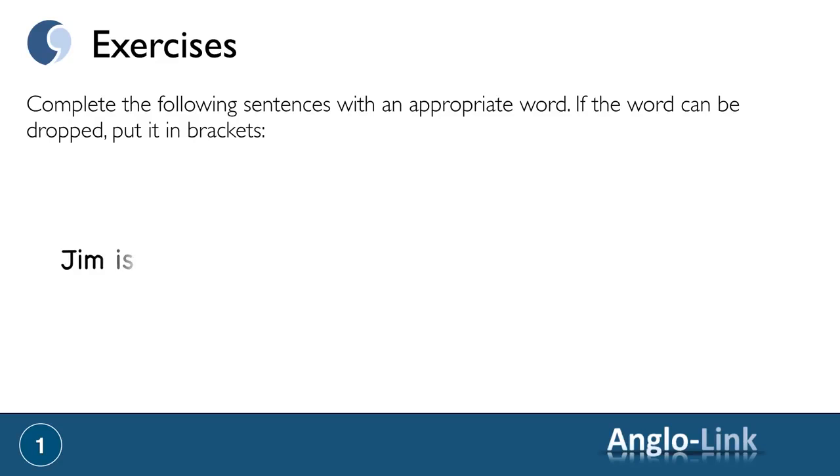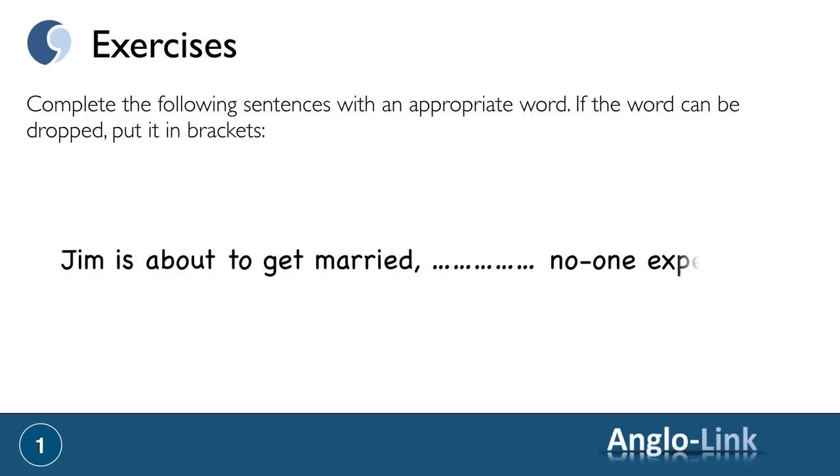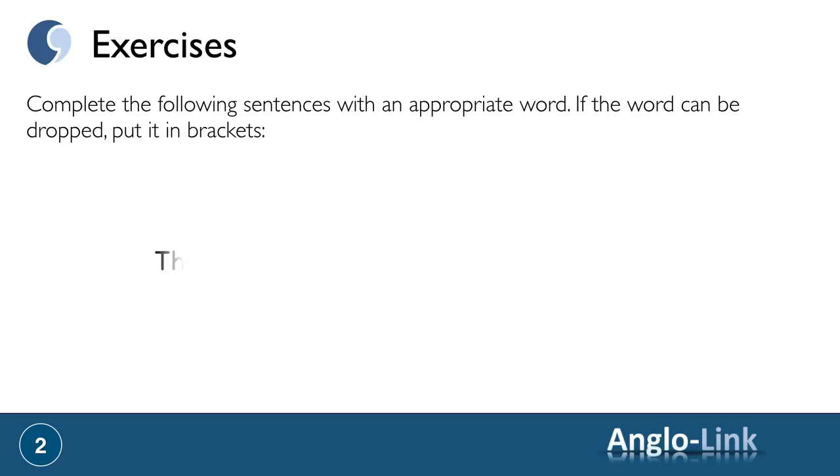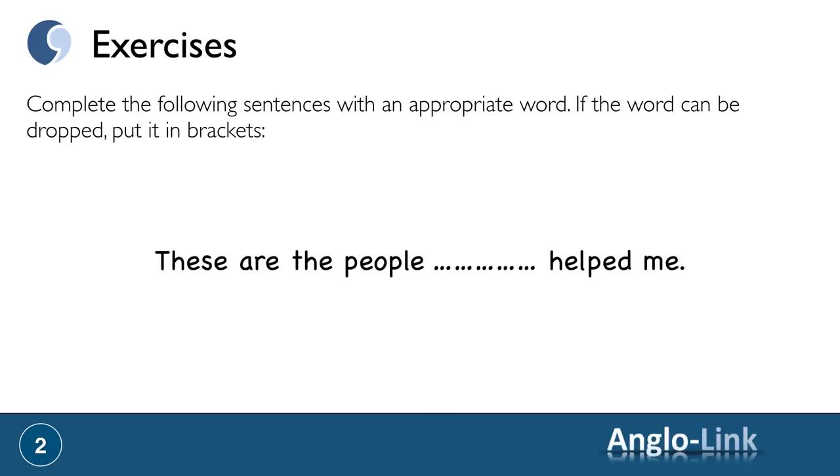Number 1. Jim is about to get married. No one expected. Jim is about to get married, which no one expected. You cannot drop the relative pronoun. Number 2. These are the people helped me. These are the people who or that helped me. You cannot drop the pronoun.